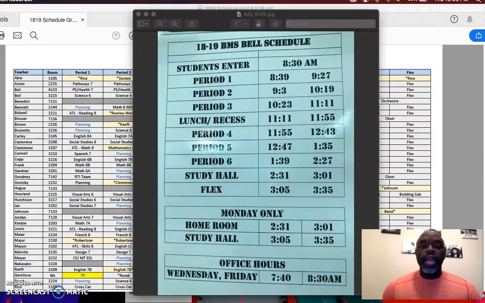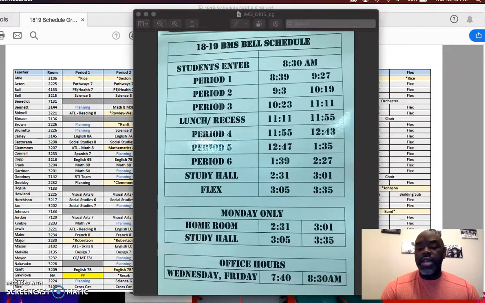Tuesday through Friday, students have study hall, and then they move into our flex period. For those who are not aware of what flex time is or what our flex period is, it is our time designated during the school day for teachers to build relationships with students through activities. So consider it as an extracurricular activity that teachers will hold in order for students to have fun and get out of the academic mindset and really build relationships.